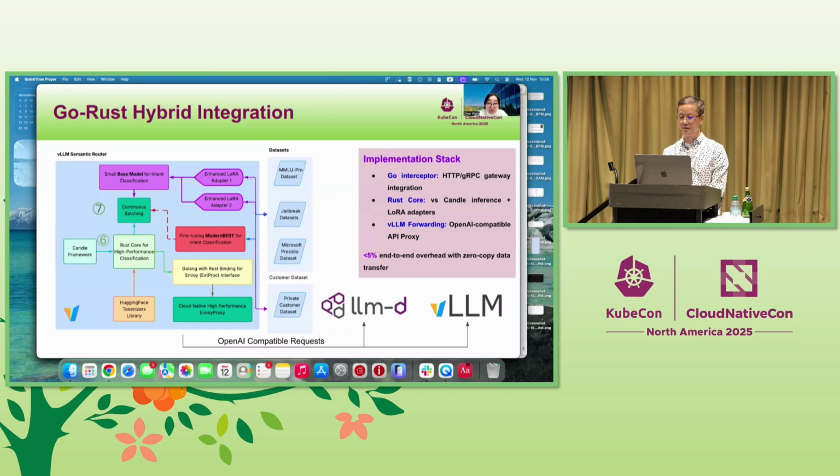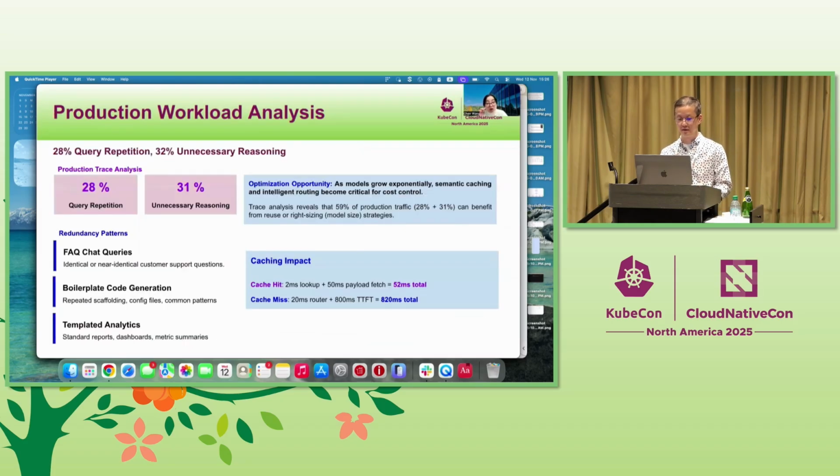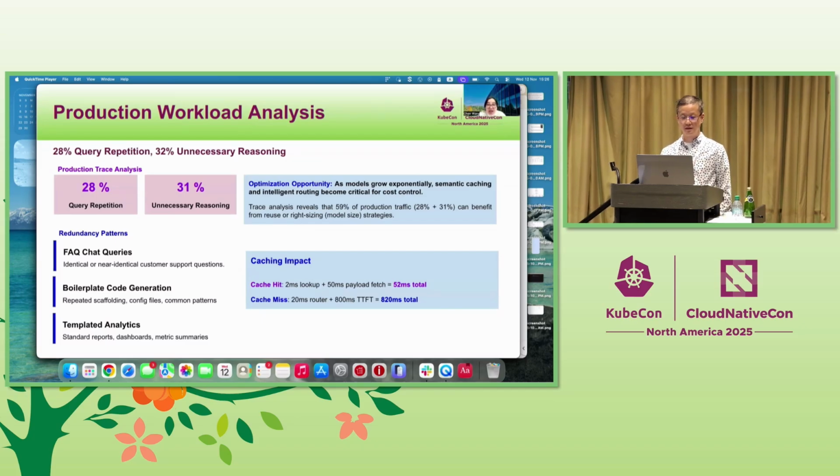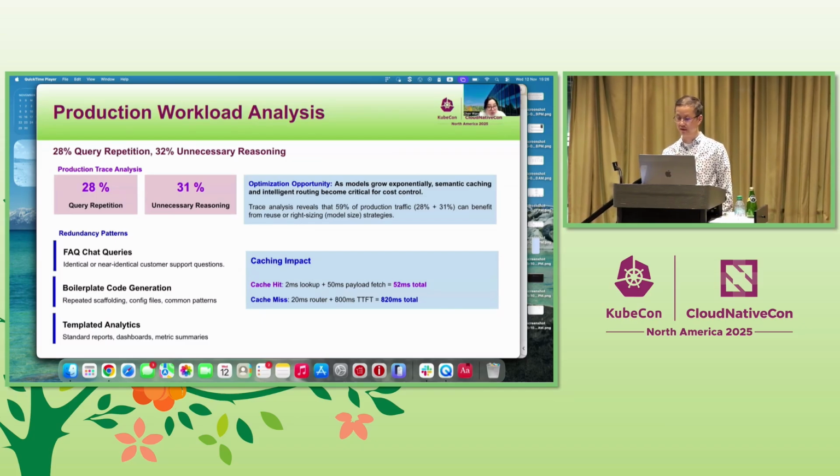But why did we build this complex system in the first place? It all comes down to the production inference workload inefficiency we observed from our traces. Our trace analysis from production vLLM deployment revealed two major areas of waste. We mentioned that earlier. First, 28% of queries repeat within a 10-minute window. These are things like FAQ chat, boilerplate code generation, and templated analytics. This is pure waste if you're not caching. Second, 31% of queries could skip complex reasoning steps with no loss in accuracy.